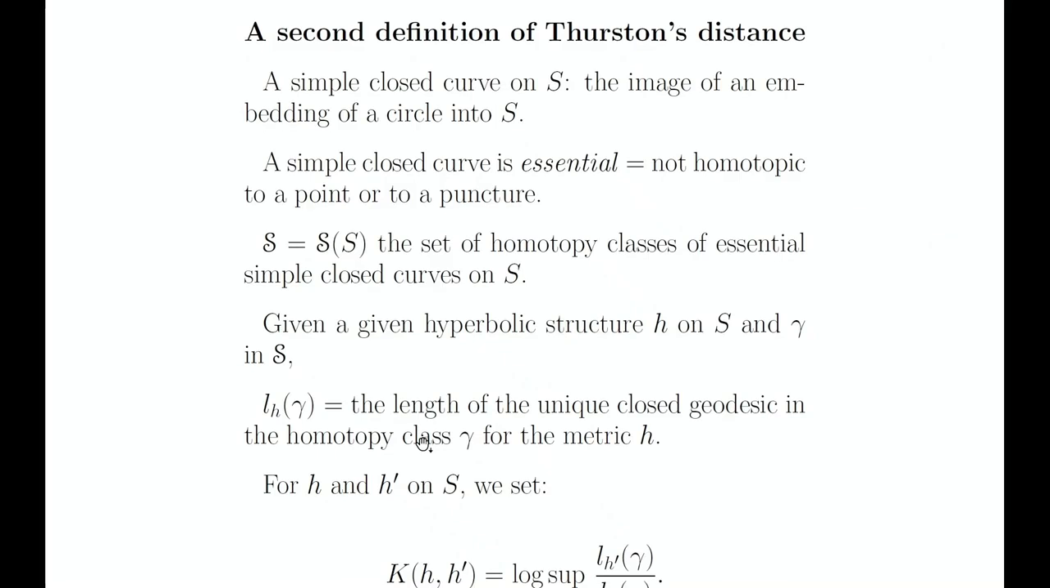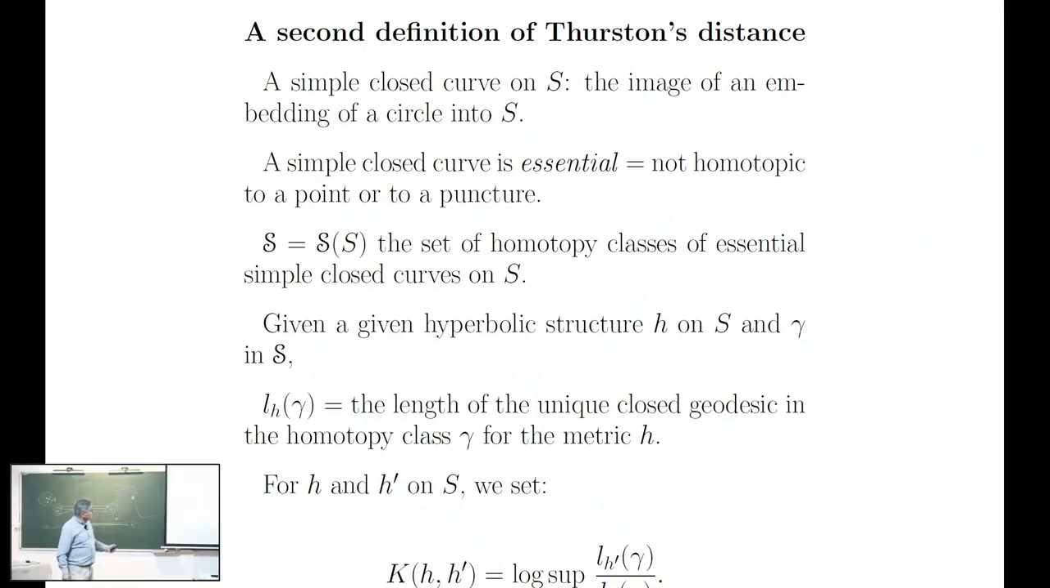Okay, so now this is something new I want to tell you. We have a definition of the Thurston distance, which I told you several times: the logarithm of the best Lipschitz map from one surface to the other. Now there's another definition of the Thurston distance. When you have a mathematical object, you define it in such a way, and then you say, I want to give an equivalent definition.